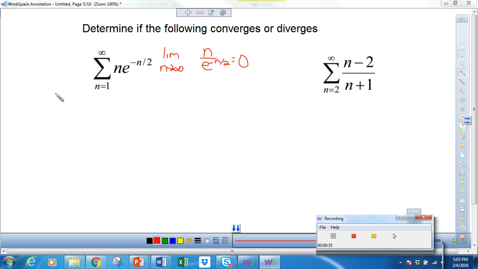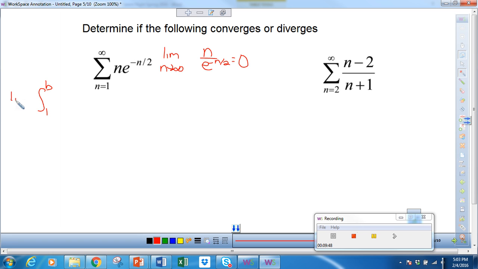Okay, so then I'm going to integrate once again. Since this goes to 0, that means I have to do another test. So I'm going to integrate from 1 to b, the limit as b approaches infinity, of x e to the negative x over 2 dx. So integrating this, I think I'm going to have to use integration by parts.